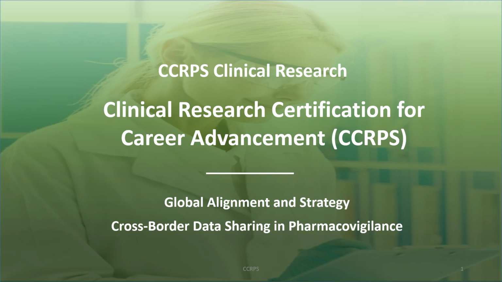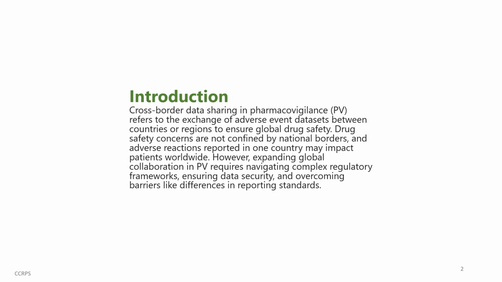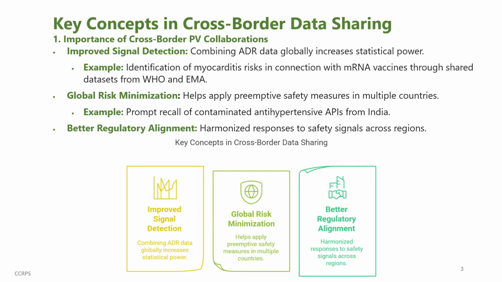Welcome to Global Alignment and Strategy, Cross-Border Data Sharing in Pharmacovigilance. Cross-border data sharing in PV refers to the exchange of adverse event datasets between countries or regions to ensure global drug safety. Drug safety concerns are not confined by national borders, and adverse reactions reported in one country may impact patients worldwide. However, expanding global collaboration in pharmacovigilance requires navigating complex regulatory frameworks, ensuring data security, and overcoming barriers like differences in reporting standards. The importance of cross-border PV collaborations.